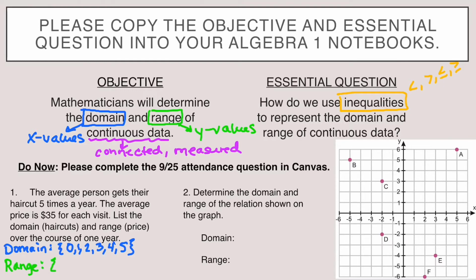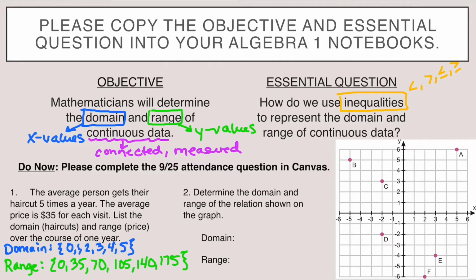So if we have 0 haircuts, we have spent $0. If we get 1 haircut, we have spent now $35 because the average price is $35. 2 haircuts would now be the price of 2, so $70. 3 haircuts, $105. 4 haircuts, $140. And 5 haircuts, $175. So each time we just increased by 35 to get our next range value.